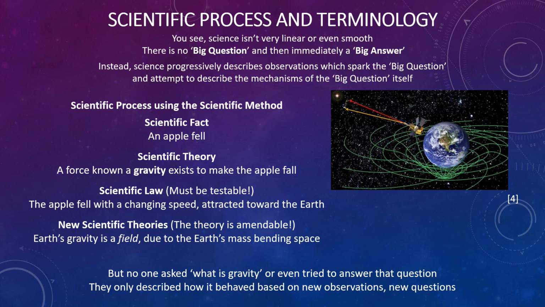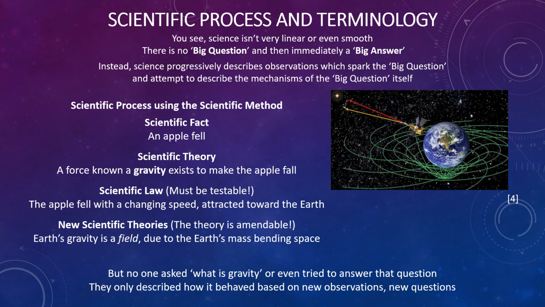So, the scientific process uses the scientific method. We have our verifiable scientific fact: an apple fell from the tree. Our scientific theory: a force that we'll call gravity exists, which makes things fall, in this case, the apple. Now we have our law that we need to be able to test. The apple fell with a changing speed, attracted towards the earth.